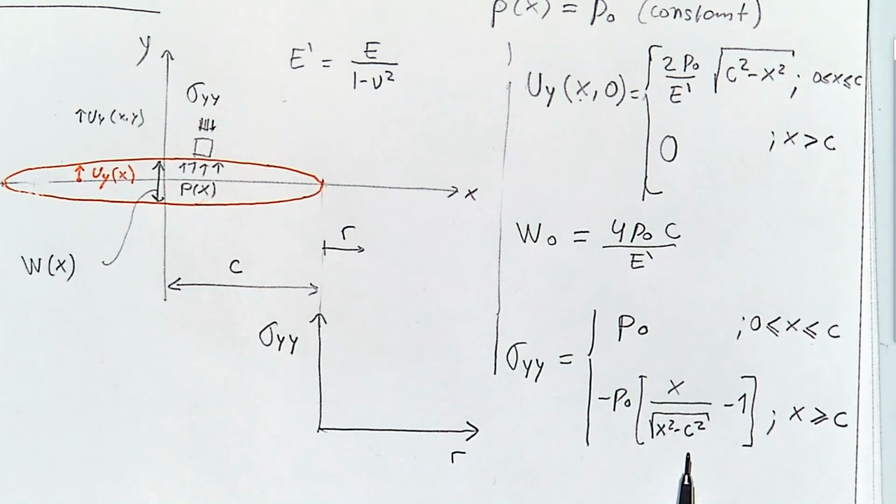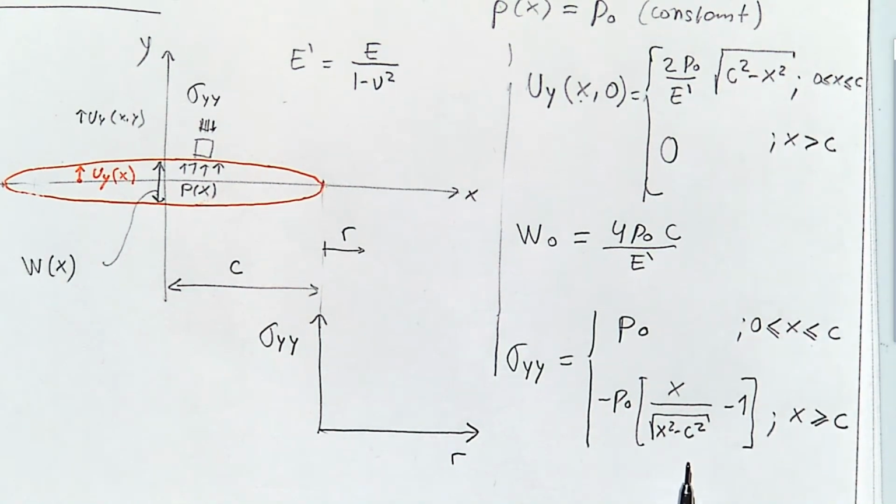At x equal to c, the denominator is going to be 0, and x is going to be c, right? So this is going to be what? All of this.